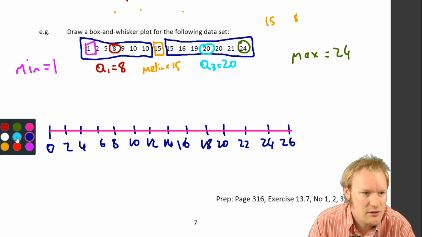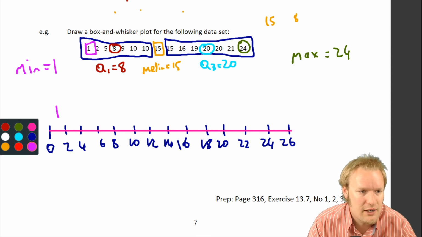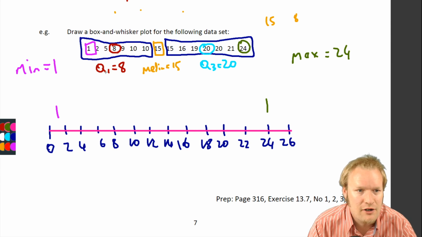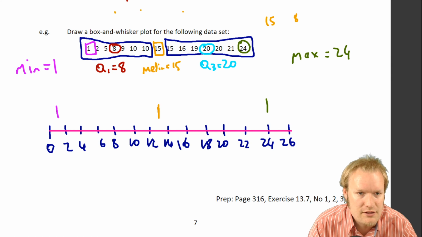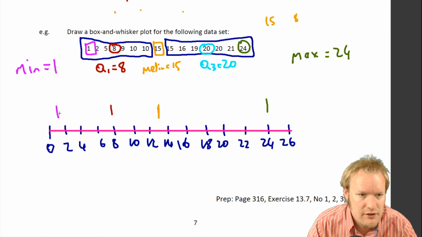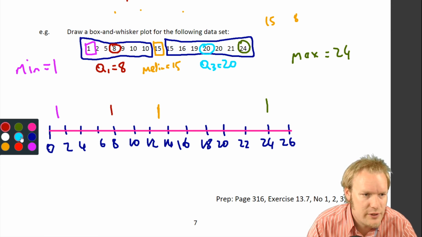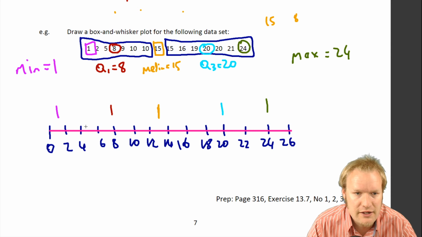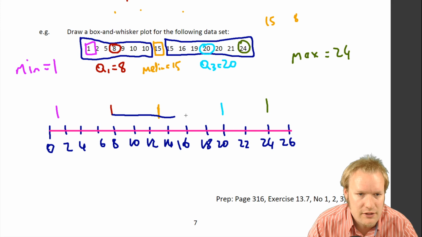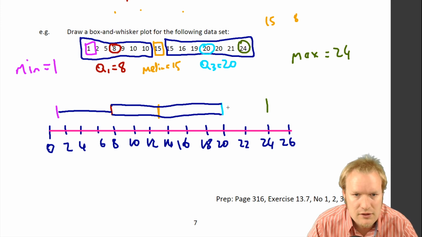So we've got our minimum was 1. There it is. Our maximum was 24. There it is. Our median was, or is, 15. There it is. What do we have? Q1 is 8 over there, and Q3 is 20. So that's going to be over there. This middle bit here, we drew as a box. And then we drew these whiskers out.